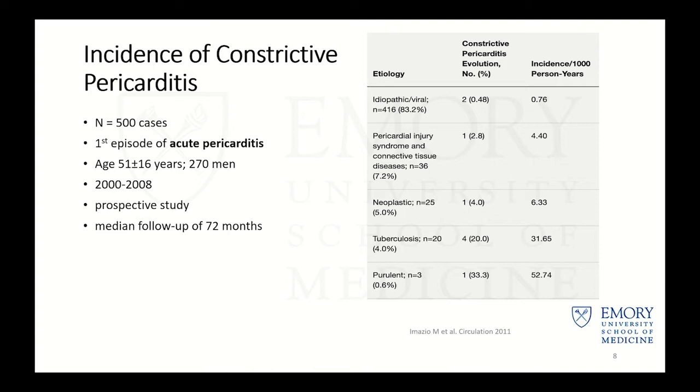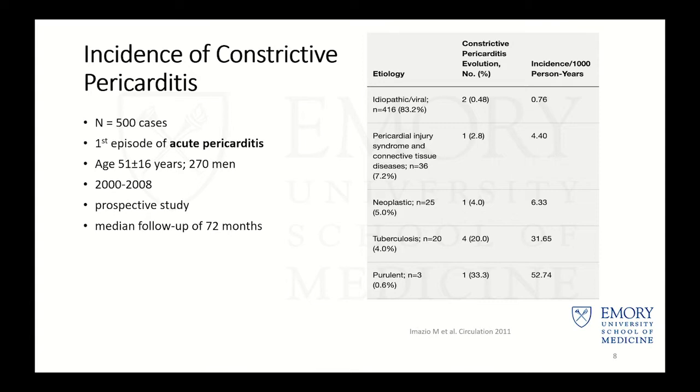And that was true even for those who had recurrent acute pericarditis. The incidence was still pretty low. And as you go down this table, you will see that the number of cases decreases from other etiologies. For example, connective tissue diseases and autoimmune, they have a smaller number of patients that develop constriction.